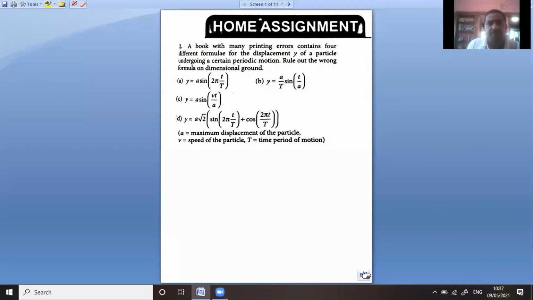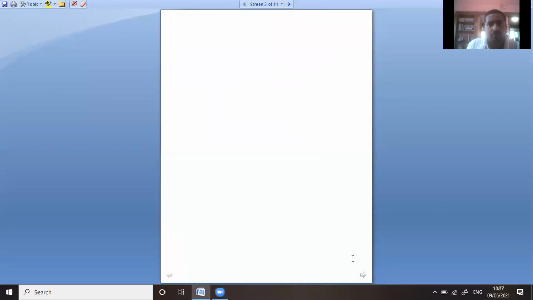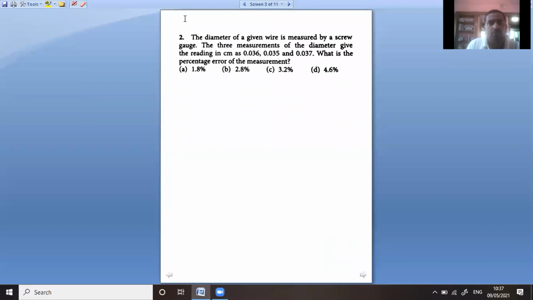The next question is question number 2. The diameter of the given wire is measured by the screw gauge. The 3 measurements of the diameter readings are given. So these are the 3 diameters. What is the percentage of error in the measurement?